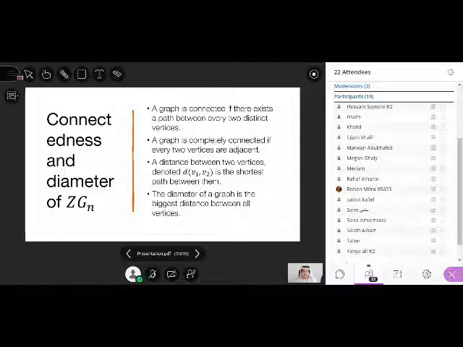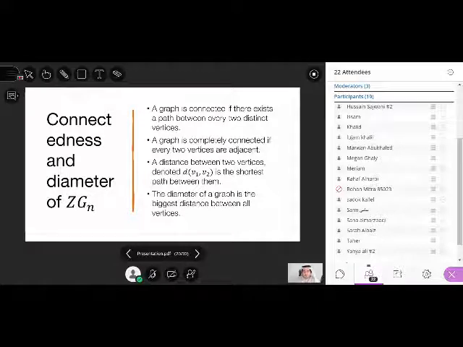We say a graph is connected if there exists a path between every two distinct vertices. That means, if you take any graph, choose any two vertices, there will always exist a path. Therefore, a graph is connected. We say a graph is completely connected if, and I should write if and only if, every two vertices are adjacent. So if you choose any two vertices in the graph, there will always be one edge between them.